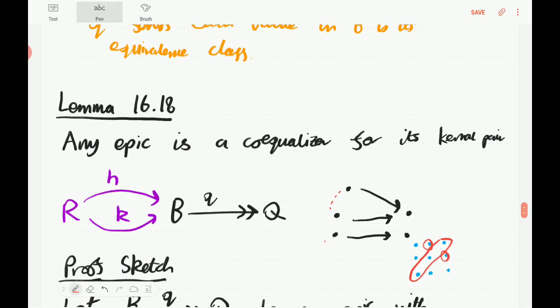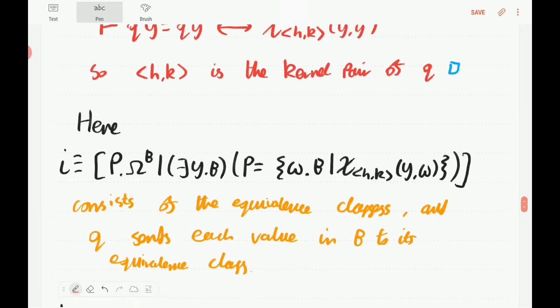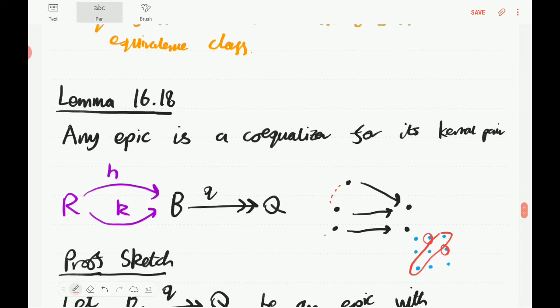Okay, next, lemma 16.18. Any epic is a co-equalizer for its kernel pair.